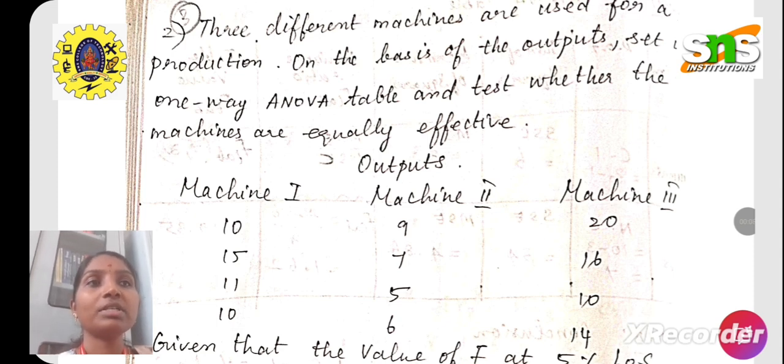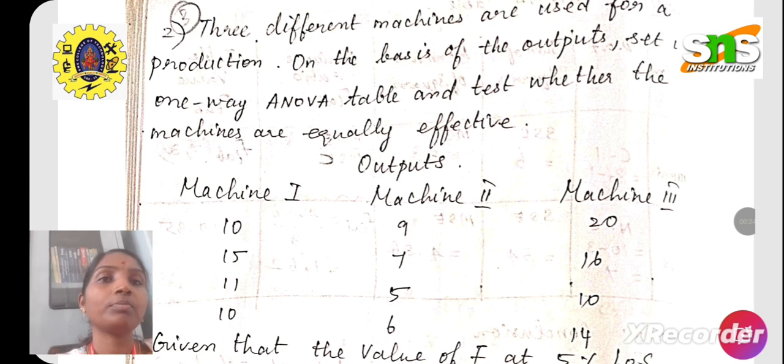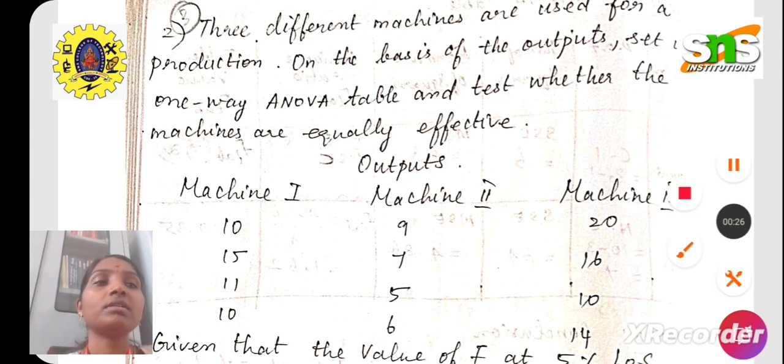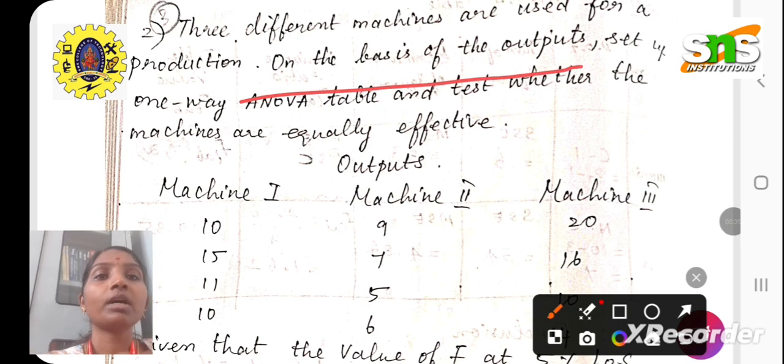This is a lecture video series on the course Probability and Statistics, and now we are on to the topic Design of Experiments. And in Design of Experiments, we are seeing the problems on one-way ANOVA classification. In the previous video, we have seen a problem regarding it, and another type of problem can be viewed in this video also. The problem goes like: three different machines are used for production.